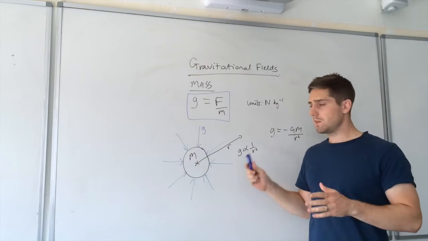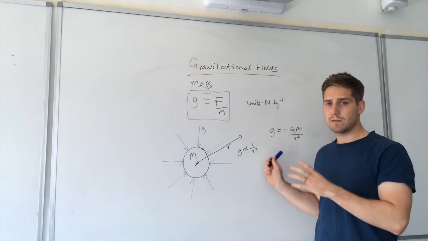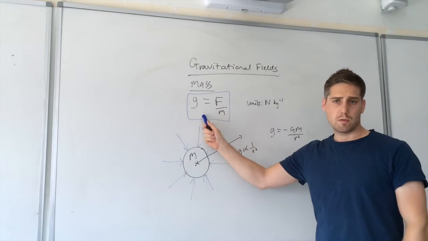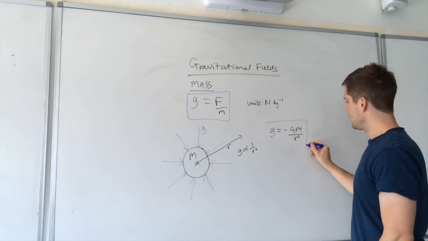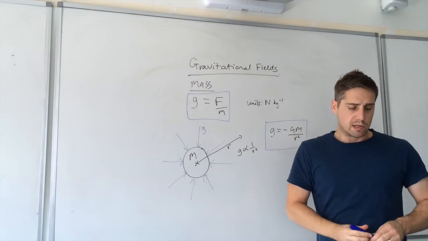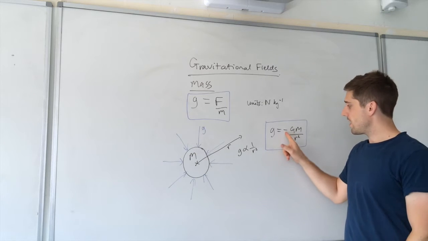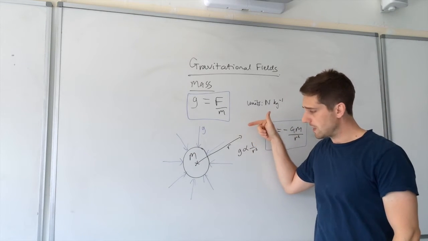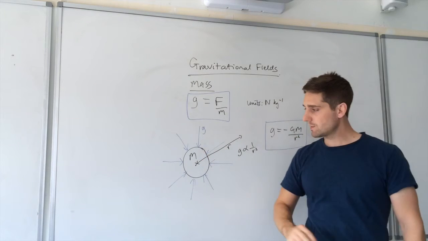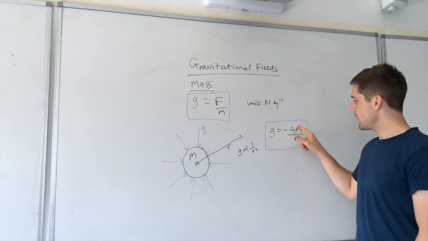It's important to note that this is not the equation that defines gravitational field strength. This is the equation that is linked to the definition. But this is another equation that we can use. Some things to note about the equation. Firstly, we have a negative. That's there because the field has a direction which is towards the centre of the mass. So that's what that indicates.